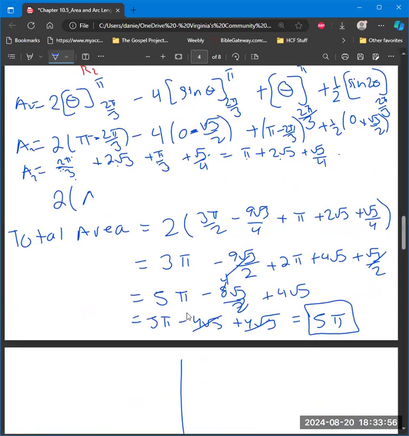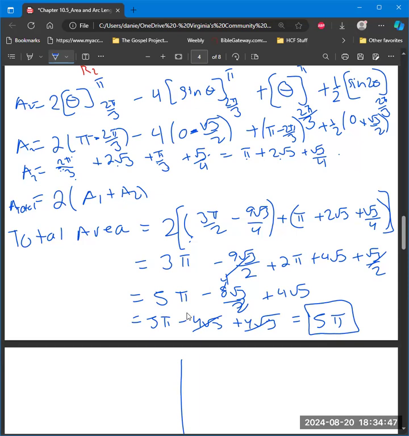And I'm going to need 2 times area 1 plus area 2, which is what I did down here for my total area. So 2 times, and I just wrote all this down, that's there, that's there, okay? So 2 times 3 pi over 2 is 3 pi. 2 times negative 9 root 3 over 4 is negative 9 root 3 over 2. 2 times pi is 2 pi. 2 times 2 root 3 is 4 root 3. And 2 times root 3 over 4 is root 3 over 2.